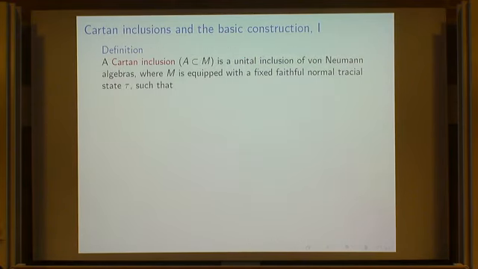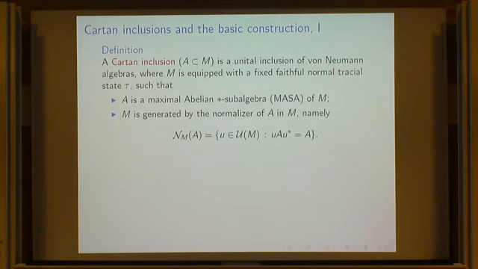Now we started with this A, and we want to construct this M. We'll get an especially nice inclusion. We call it a Cartan inclusion. So that means that A is a maximal abelian star subalgebra. So it's abelian, and any larger subalgebra is not abelian. And M has to be generated by the normalizer of A in M. Once we have such an inclusion, it sort of encodes an orbit equivalence relation. That won't really come into play in this proof.